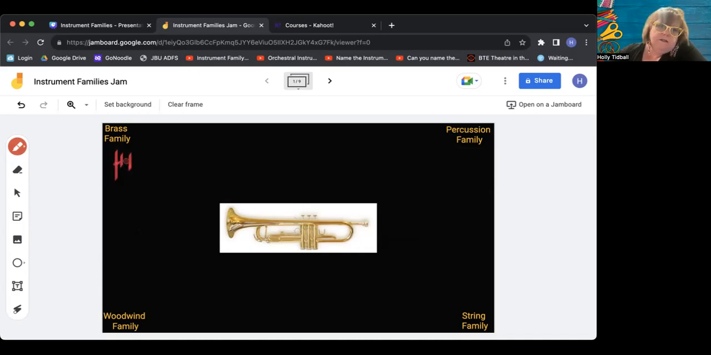Oh, it's hard to write. Okay. This is a trumpet, and it belongs in the brass family because it has a bell, it has a mouthpiece, it has tubing, and it has valves. So good.